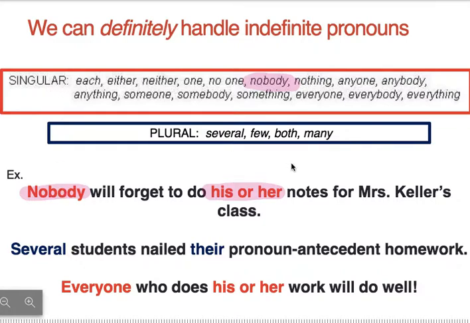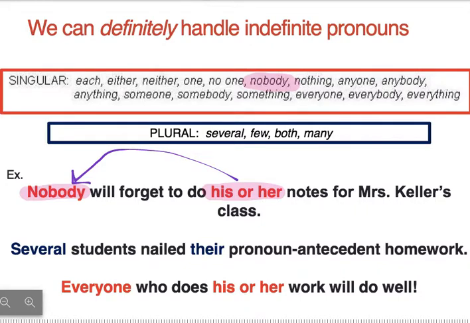So we have to use singular pronouns. His and her, again, are both singular. But we don't know the gender of nobody. So we have to say his or her. We can't just say one or the other.